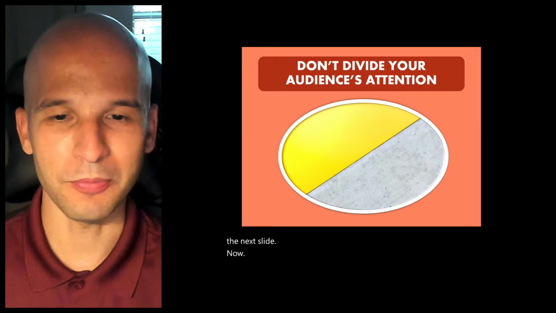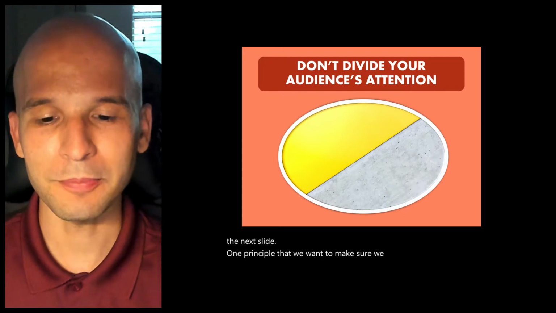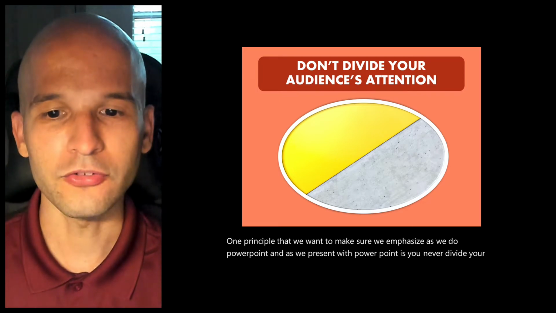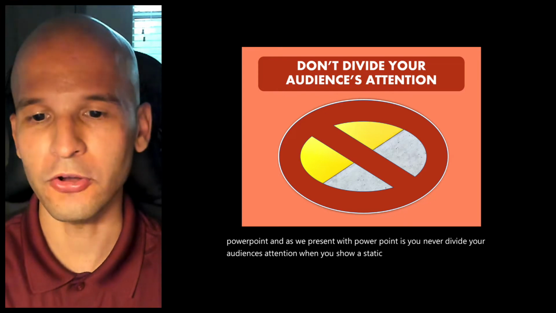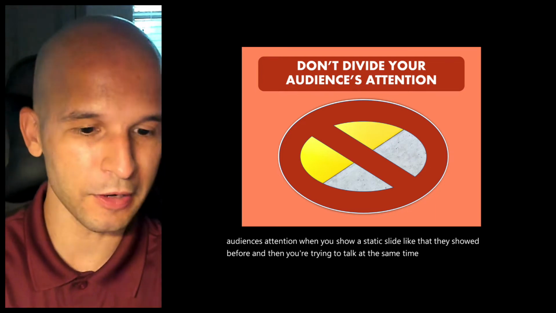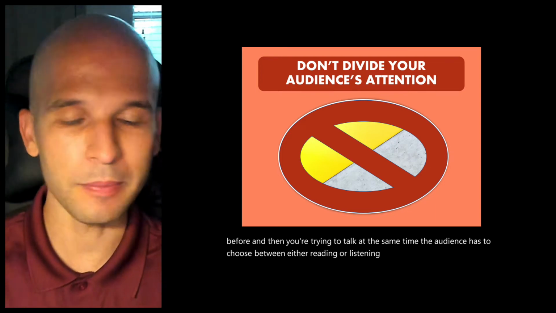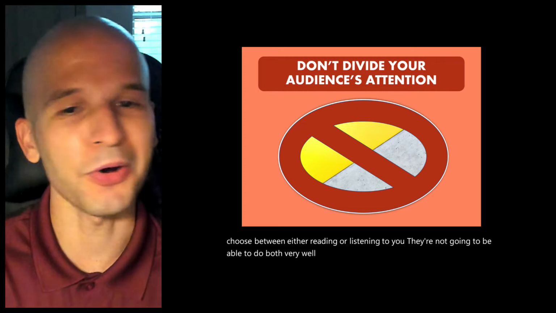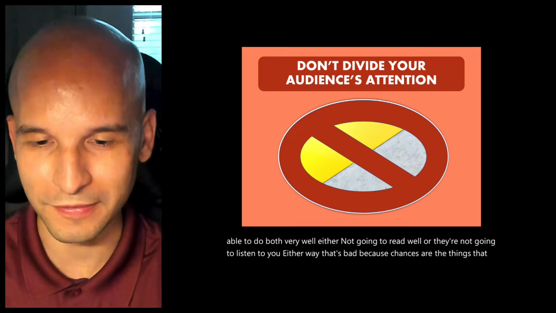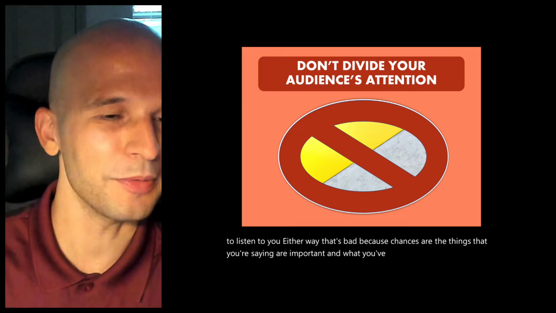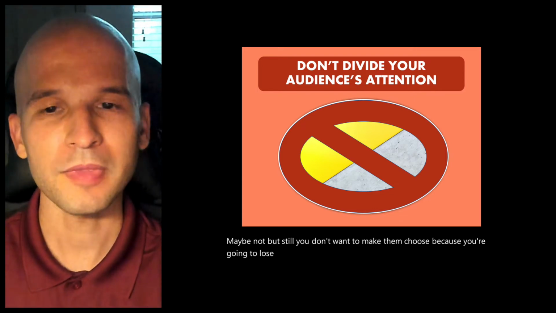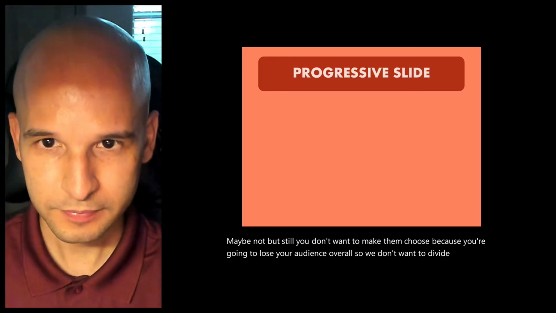One principle that we want to make sure we emphasize as we present with PowerPoint is you never divide your audience's attention. When you show a static slide like the one I showed before, and then you try to talk at the same time, the audience has to choose between either reading or listening to you. They're not going to be able to do both very well. Either they're not going to read well or they're not going to listen to you well. Either way, that's bad, because chances are the things that you're saying are important. And what you've written on the slide might be important, maybe not, but still, you don't want to make them choose because you're going to lose your audience overall. So we don't want to divide our audience's attention.